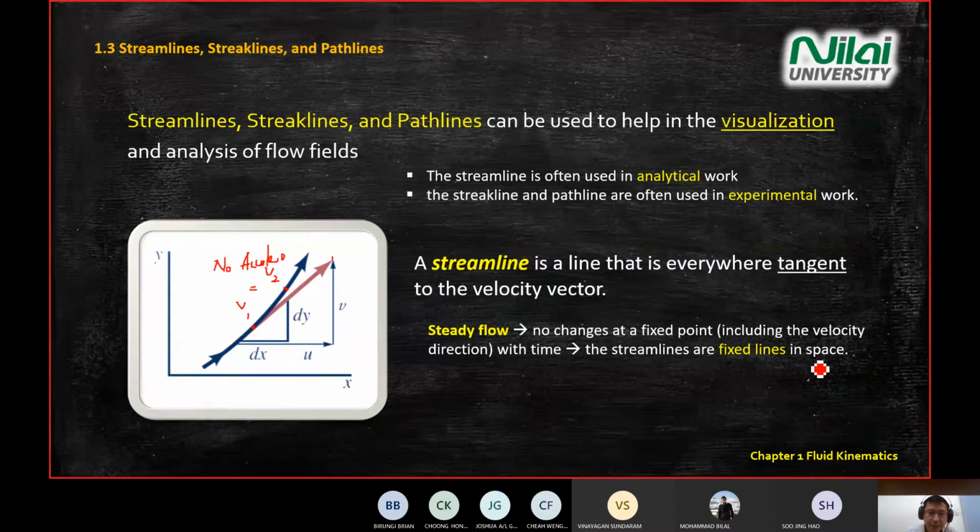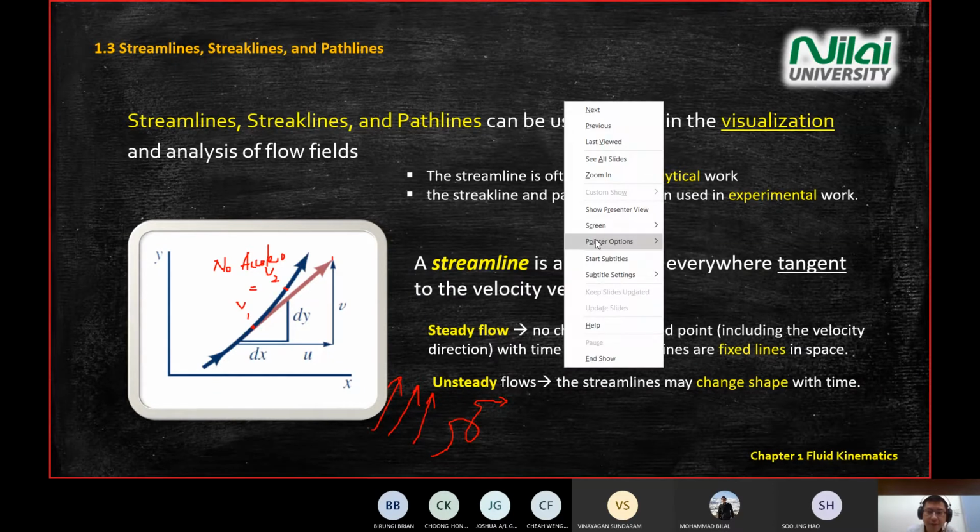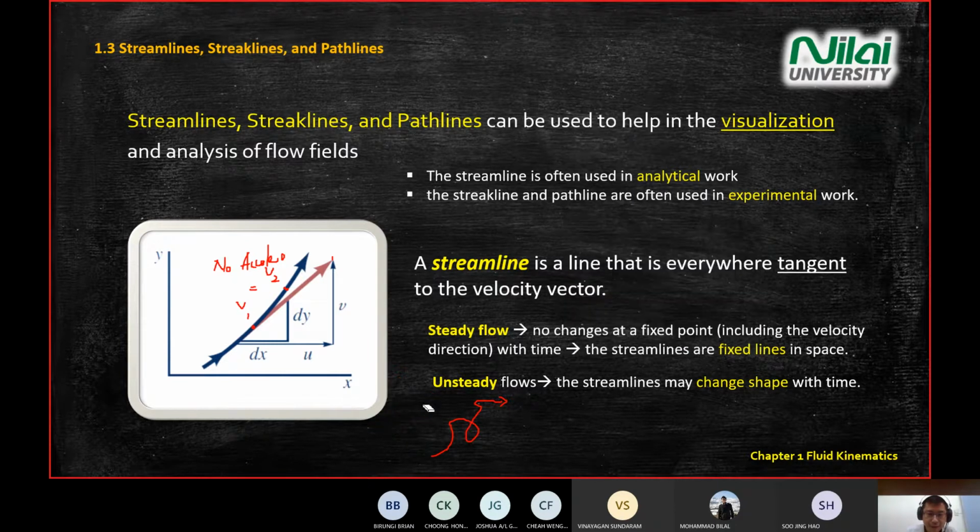And streamlines are fixed lines in space, so they are fixed. If you have unsteady flow, then you will see the streamline will change shape. Your streamline will be something like this. These are unsteady flow. Steady flow will be like this. Uniform flow or steady flow. This is a steady flow.